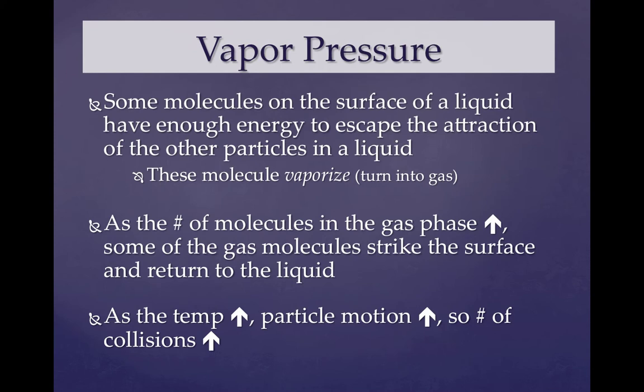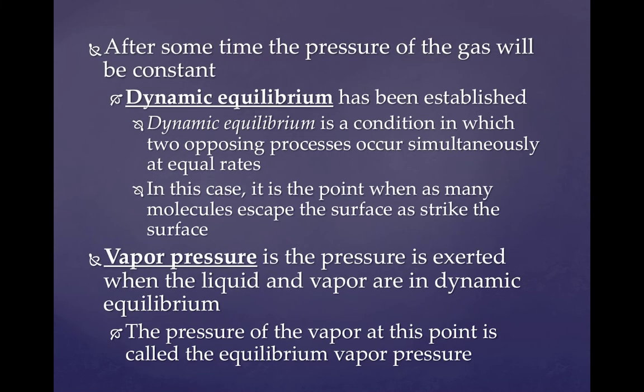Some molecules on the surface of a liquid have enough energy to escape. This is called vaporization or vapor pressure. This is kind of like the whack-a-mole idea, as some other things are trying to escape, they're hit with the molecules that have already escaped. As the number of molecules in the gas phase increases, some of the gas molecules strike the surface, and as that happens, the vapor pressure actually makes the boiling point go down. So as the temperature rises, particle motion increases, so the number of collisions increases.